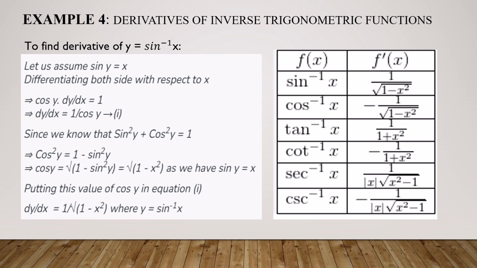So sine y, how did we get this? By putting sine y equal to x. Now put this value of cos y in the first equation. dy by dx is 1 upon cos y, but cos y is root of 1 minus x square. So our derivative dy by dx is 1 upon root of 1 minus x square. Correct? So now sin inverse x, the derivative is 1 upon root of 1 minus x square.